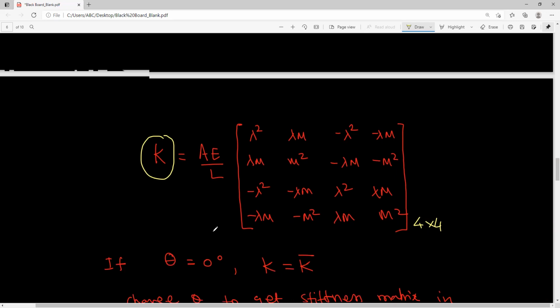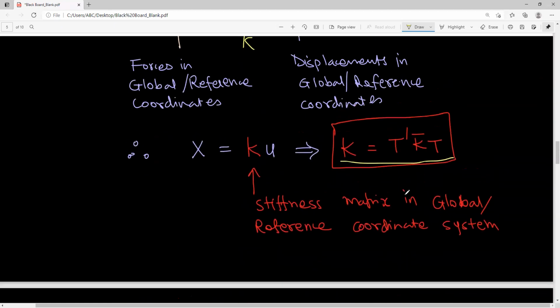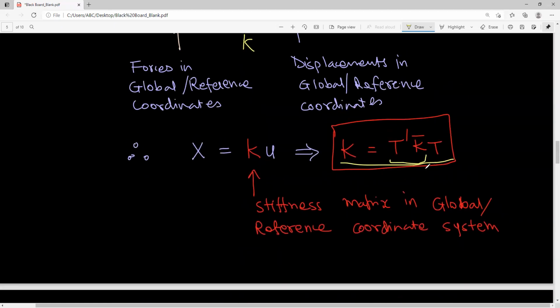In this case, when you make theta equal to 0, you actually get k equal to k bar. So you can change theta to get this element stiffness matrix. Please understand this is still the element stiffness matrix for the individual truss member, but it is oriented in any direction. So you calculate the stiffness matrix in global coordinates for any orientation. In our next class, we will try to solve one example for the truss. However, in your homework, you are supposed to verify this 4 by 4 matrix by doing this operation of multiplication T transpose k bar into T.